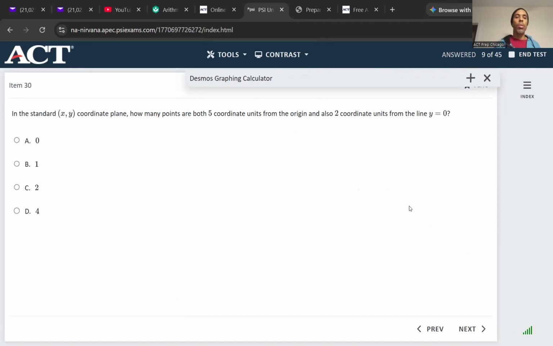In the standard XY coordinate plane, how many points are both 5 coordinate units from the origin and also 2 coordinate units from the line y equals 0? So you may have to do a visual for this one. That's what I would need to do as I read it. So we get a standard XY plane, y-axis, x-axis, and how many points are both 5 units from the origin. So you could be on the x-axis, or 5 on the y-axis. All of these are a distance of 5 units from the origin.